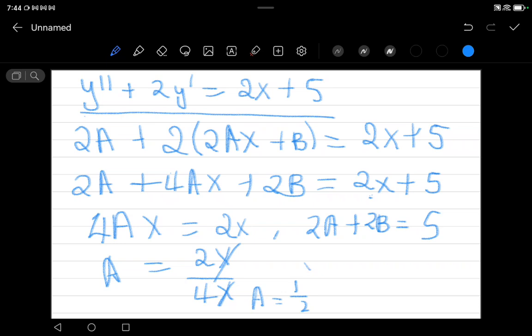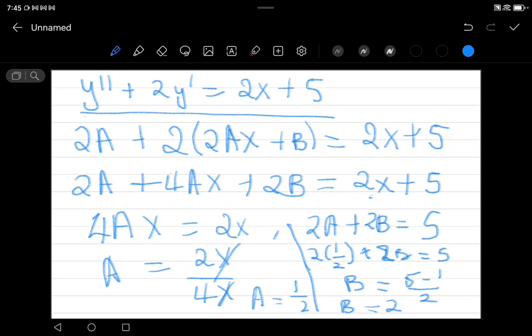And then from here, we can calculate b. Wherever there's a, we're going to substitute with half. So it's going to be 2 into 1 over 2 plus 2b. And then we solve for b. This is 2b. This one and this one are going to be 1, and then it goes to the other side, 4. So it's going to be 5 minus 1 divided by 2, which is 2. So our b is equal to 2, and our a is equal to 1 over 2.